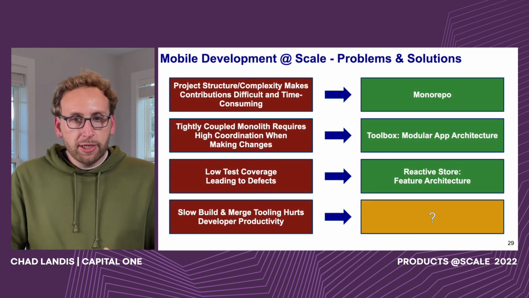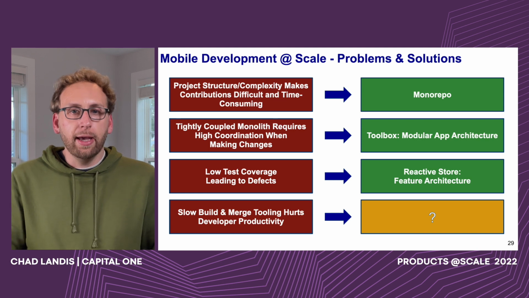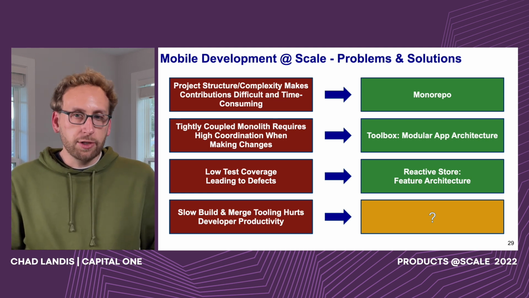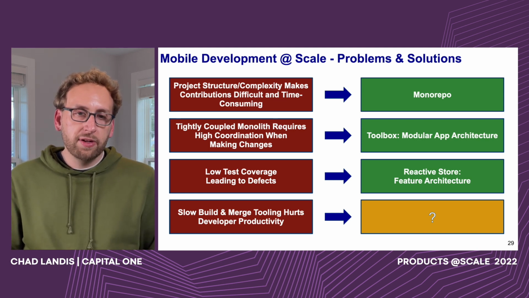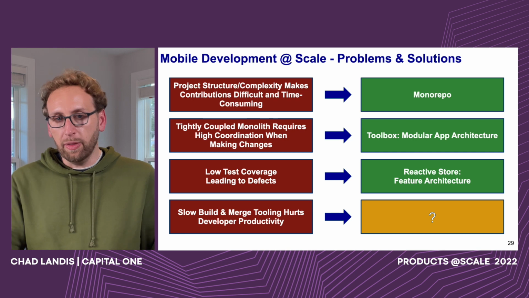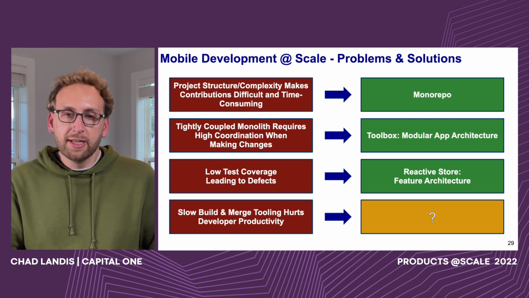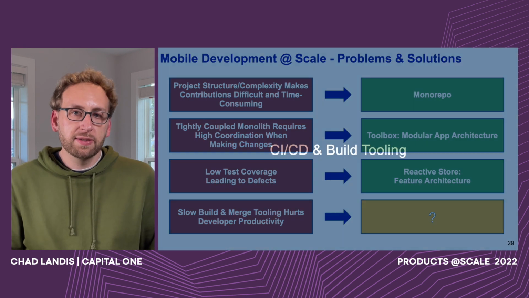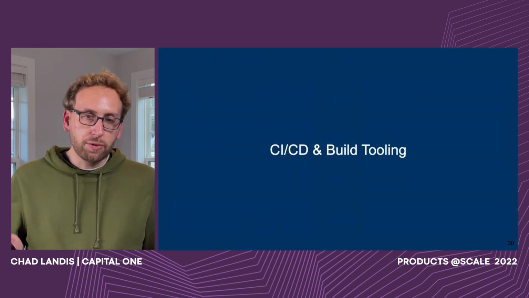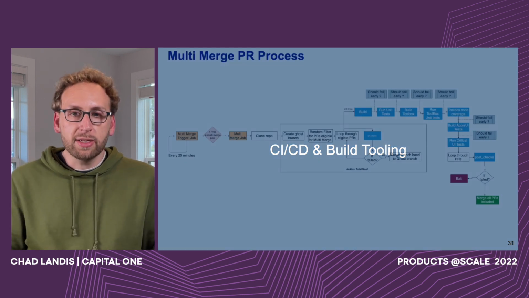So we've solved for code storage. We've addressed our large level microarchitecture, and we've gone after our test coverage challenge. And so what's really left from a developer ergonomic and ease of use case is our tooling in terms of how slow the builds are and merges being such a challenge to land. So what can we do in that space? So obviously there's CI/CD and build tooling that we've got to build and enhance and augment to address that.